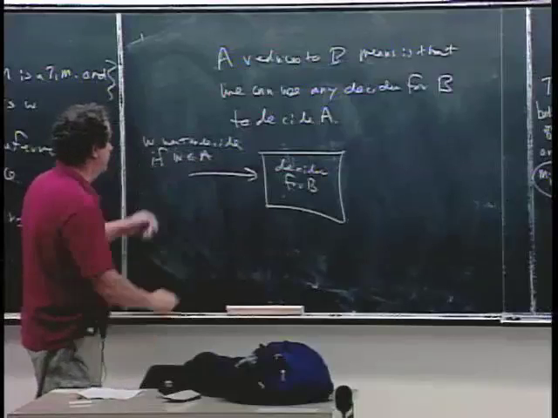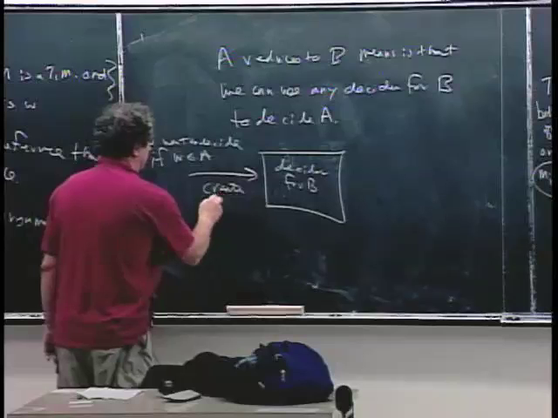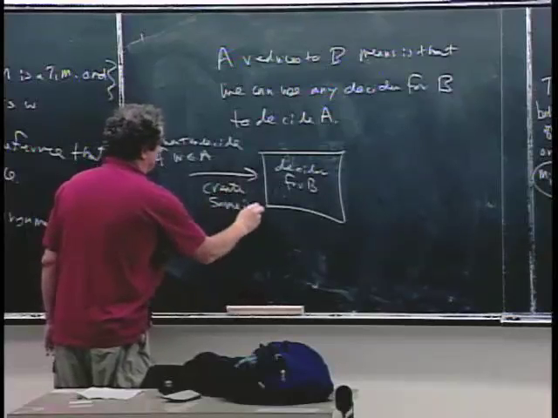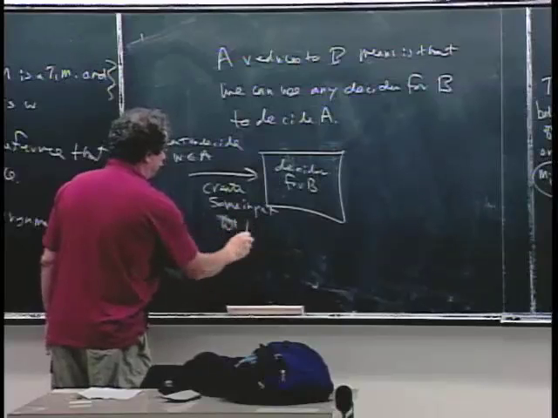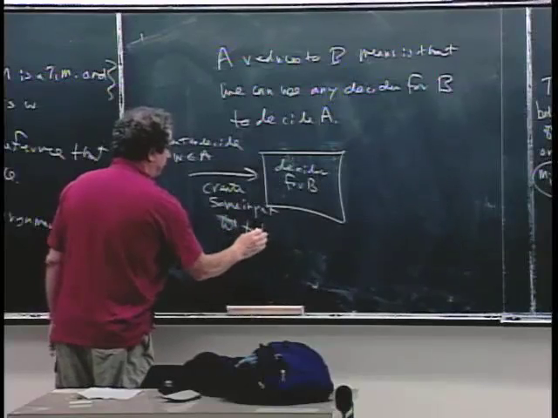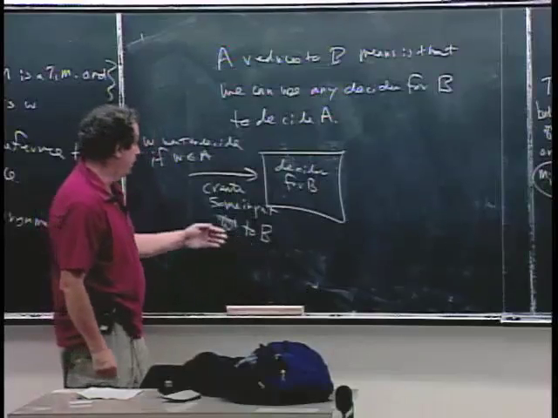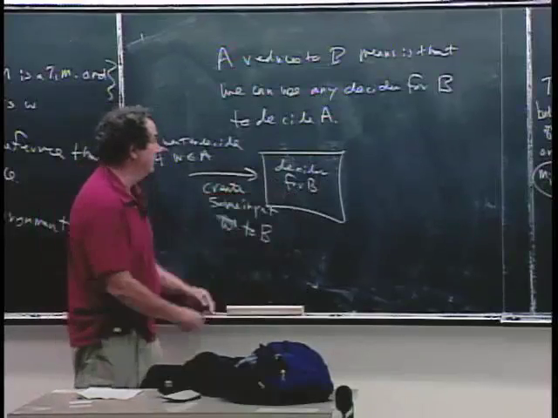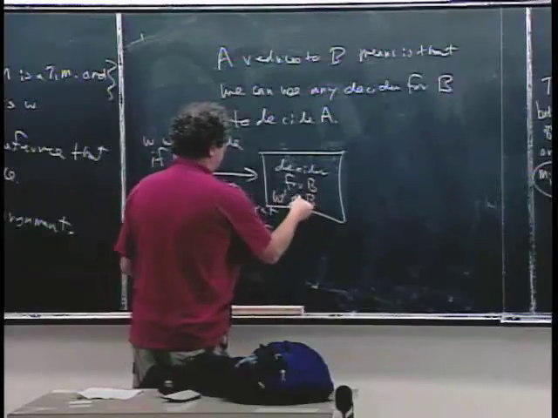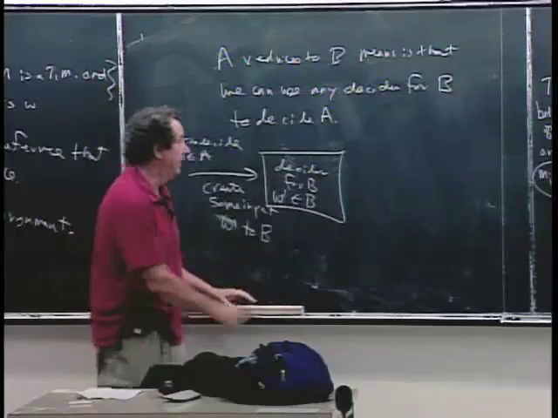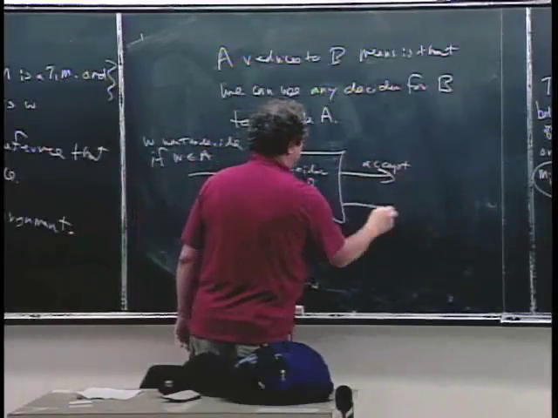So you do something to create some input, let's call it W prime, to language B. And then you decide whether W prime is in B, because you have a decider, and based on that you accept or reject.